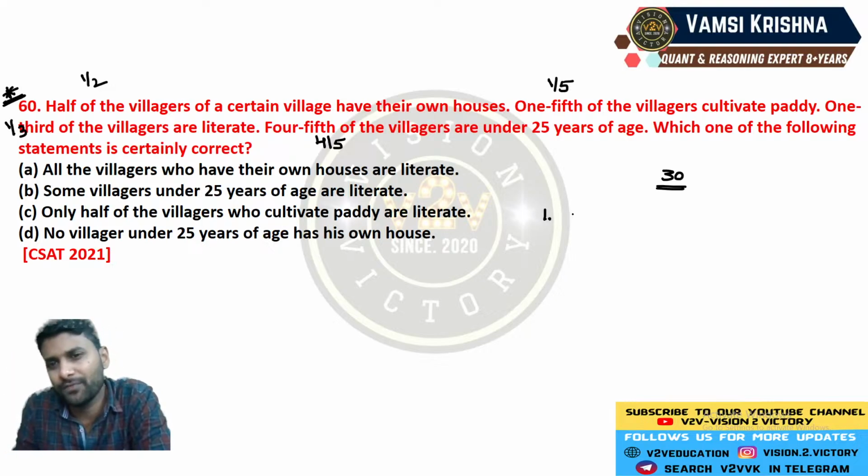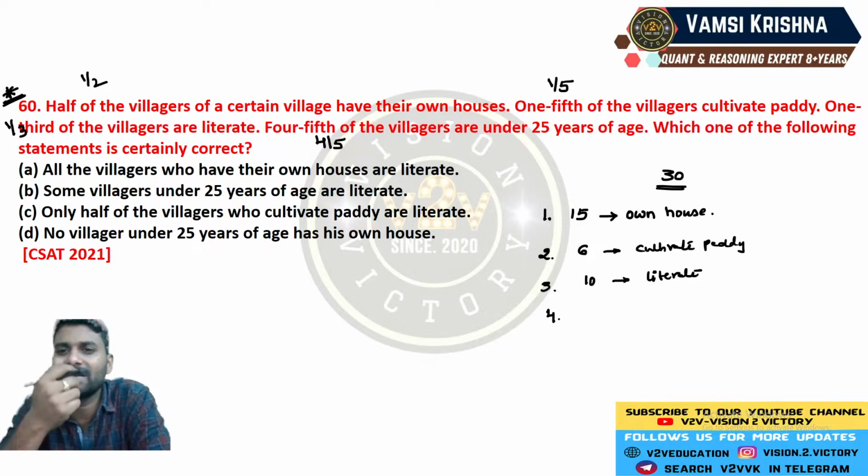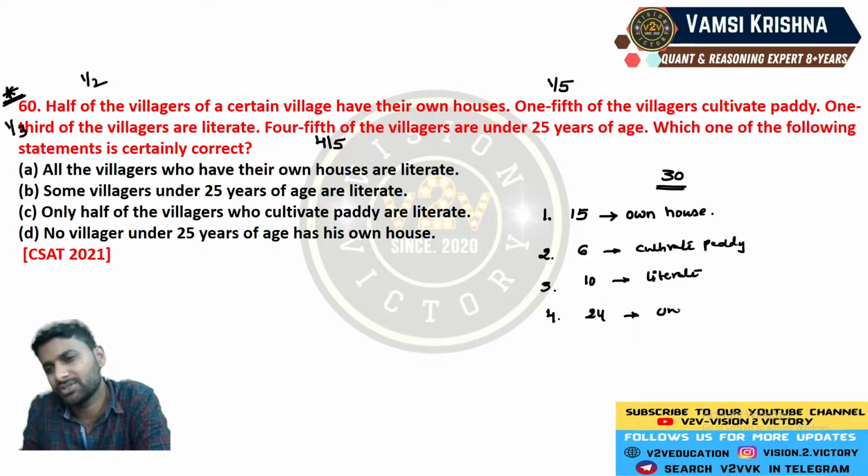Now here, out of 30, half of the people have own houses, so 15 people have own houses. Now, 1/5 of the villagers cultivate paddy. 1/5 of 30 is equal to 6, so 6 cultivate paddy. We are taking theoretical data only. And 1/3 of the villagers means 10 are literate. And 4/5 of villagers are under 25 age, which is exactly 24 under 25. So this is the information available in the question.